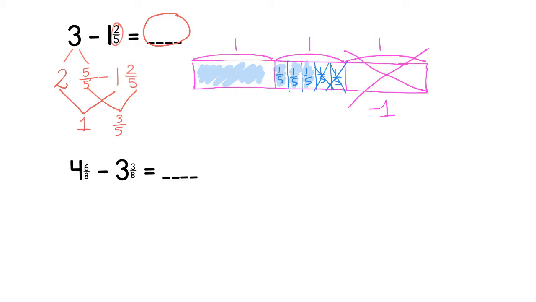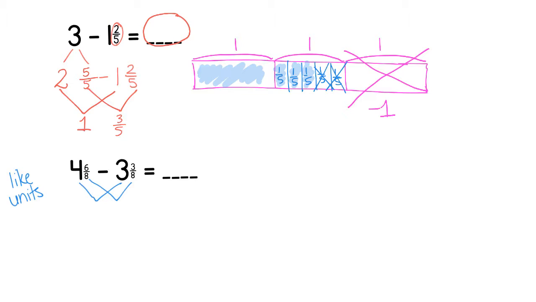Let's do another one. 4 6/8 minus 3 3/8. Well, I need to use like units. So my like units here are wholes and eighths.